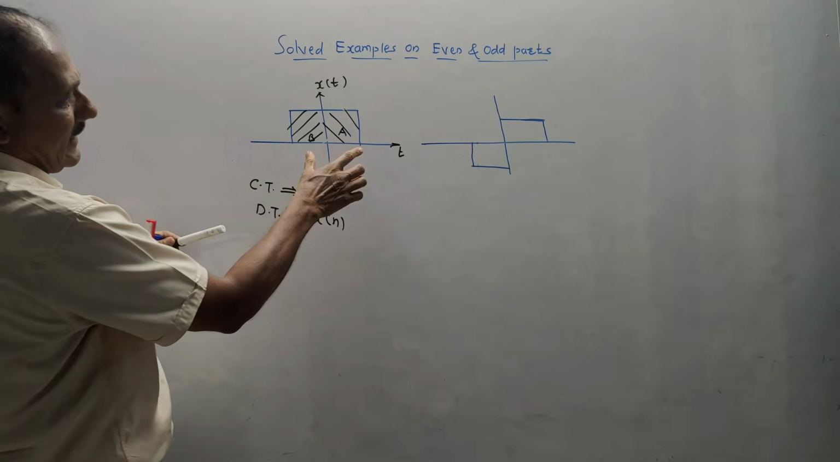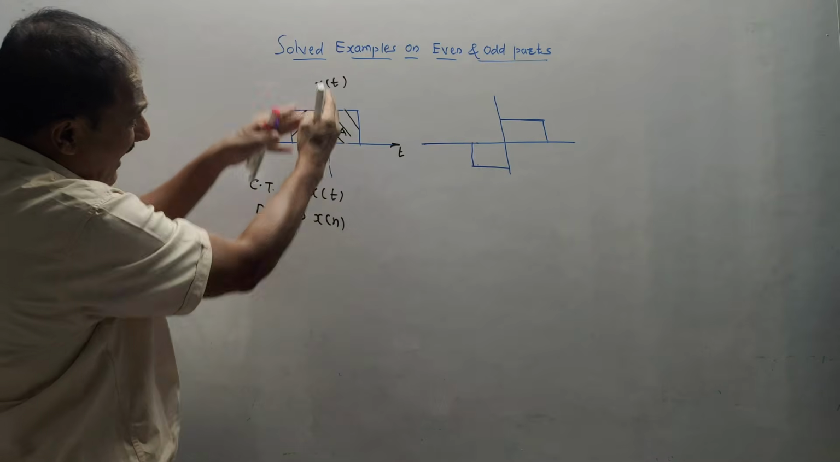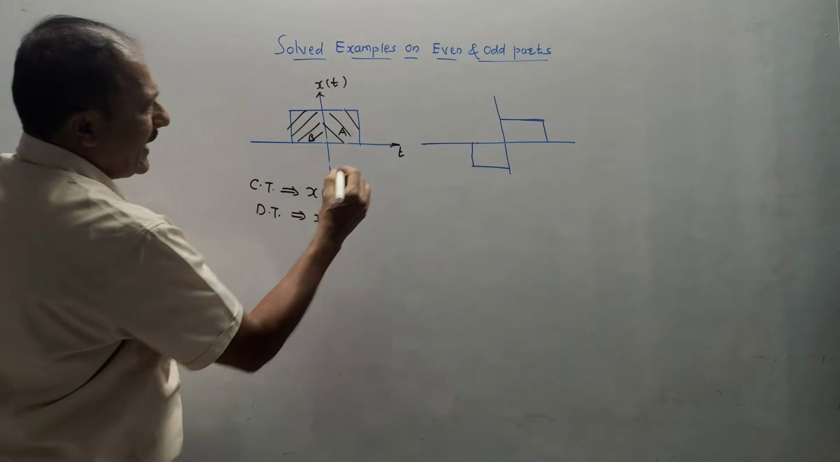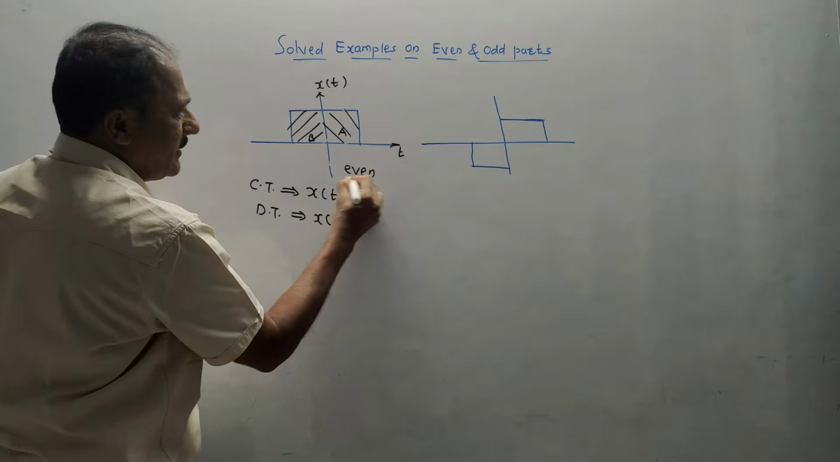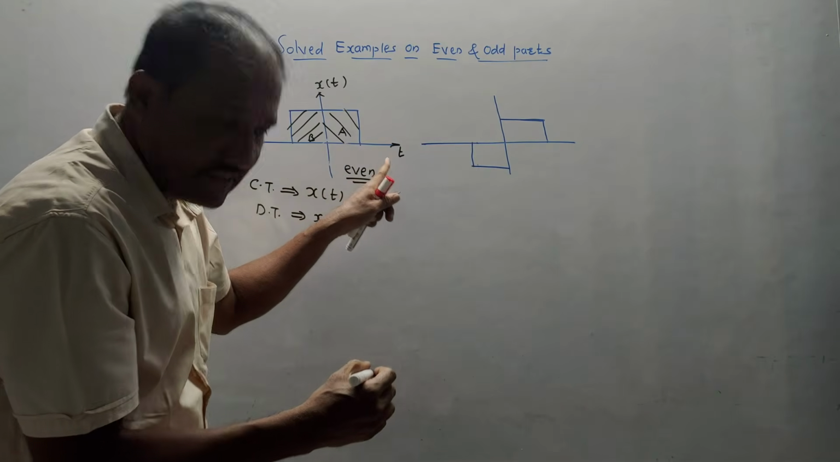Now, come back to this diagram. There are two parts A and B. Both these parts are symmetric about vertical axis. This is known as even signal. When the two parts are symmetric about the vertical axis, it is known as even signal.